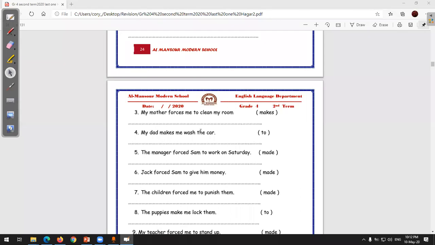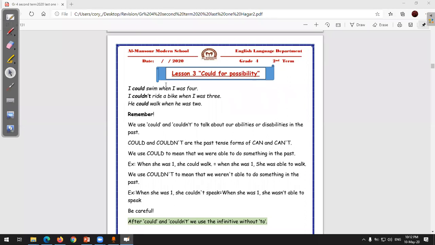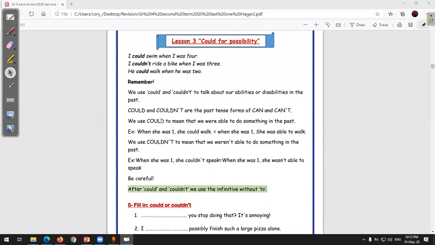Okay, so the second grammar rule we have is using could for possibility. I could swim when I was 4. I couldn't ride a bike when I was 3. He could walk when he was... No, it's not a comparison. This is a grammar rule, okay? We use could for possibility.